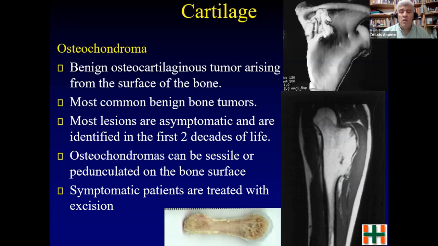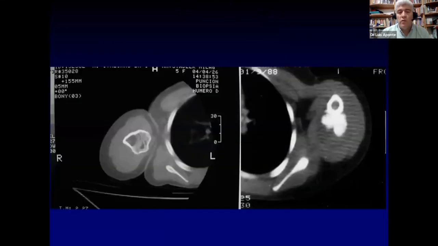So what's the main difference? We never perform a biopsy on an osteochondroma. How do we make the diagnosis? With a CT scan. Look, here on the left is an osteochondroma. The cancellous bone of the osteochondroma continues with the cancellous bone of the bone, and this is a parosteal osteosarcoma. There is growth in the cortex, but there is no cancellous bone that is continuous with the cancellous bone of the diaphysis. So this is the difference between the parosteal osteosarcoma, a malignant tumor, and an osteochondroma.